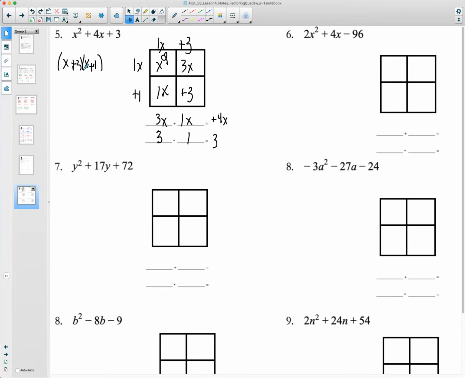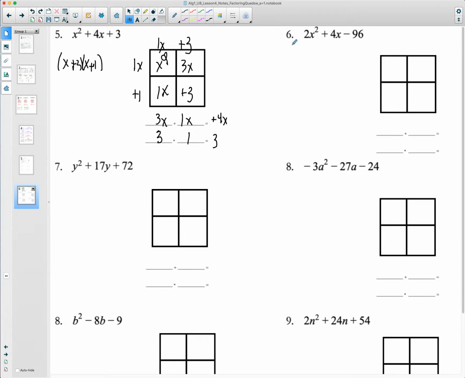Now, once again, remember that you have the ability to check this, right? So you can easily multiply this out, and you should get to what you started with. So just create your area model, all right, x plus 3, x plus 1, and go through that problem quickly just to double check.